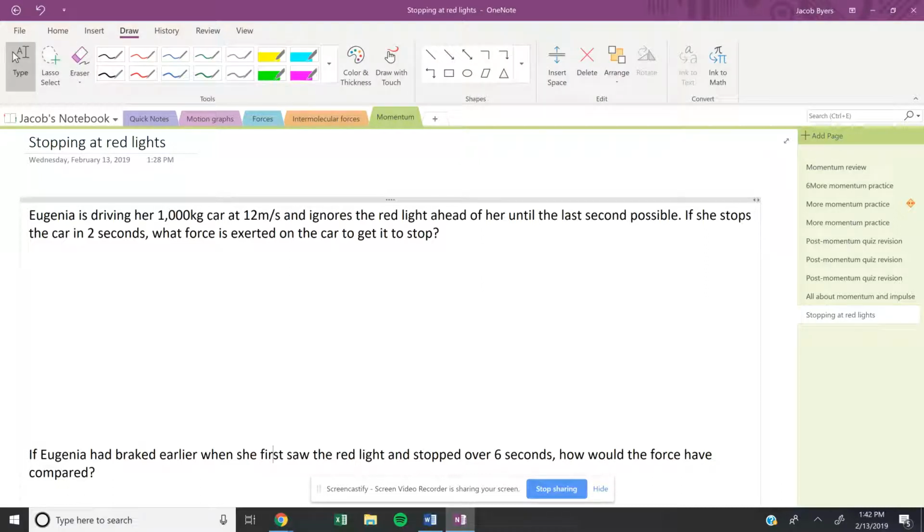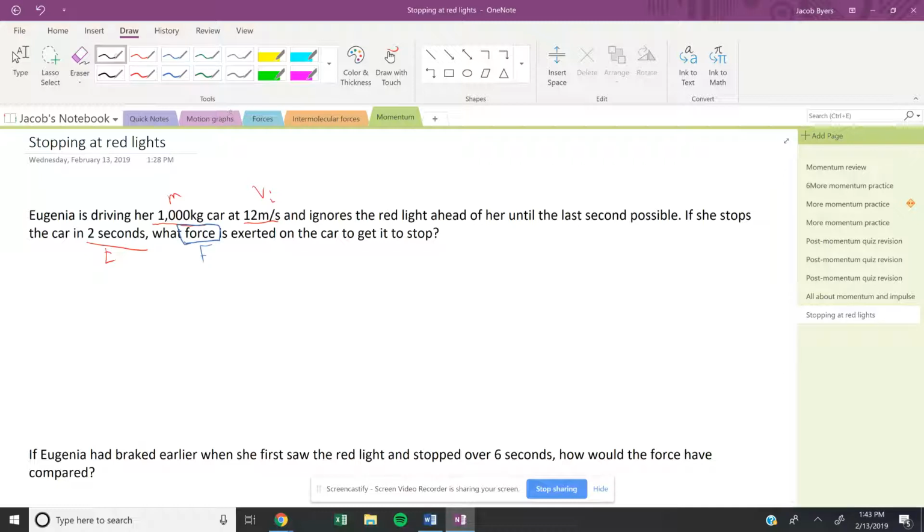Okay. So first thing I'm going to do is read the question. We're going to underline the things we've got going on. I'm going to draw the problem out, and we'll solve for what we want to look for. So Evgenia, just some random name here, is driving her 1,000-kilogram car. That's a mass, at 12 meters per second. So we've got our mass and velocity. It's going to be our initial velocity, right? If the question starts out saying it's doing this, that will be our initial condition. She ignores the red light ahead of her until the last second possible. If she stops the car in 2 seconds, we've got a time. What force is exerted on the car to get it to stop? So here we are looking for force.